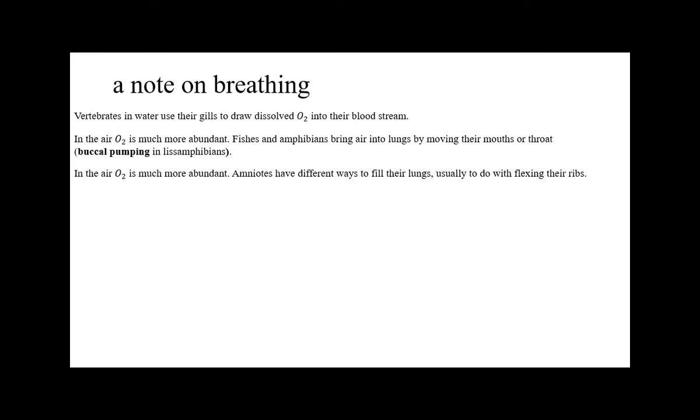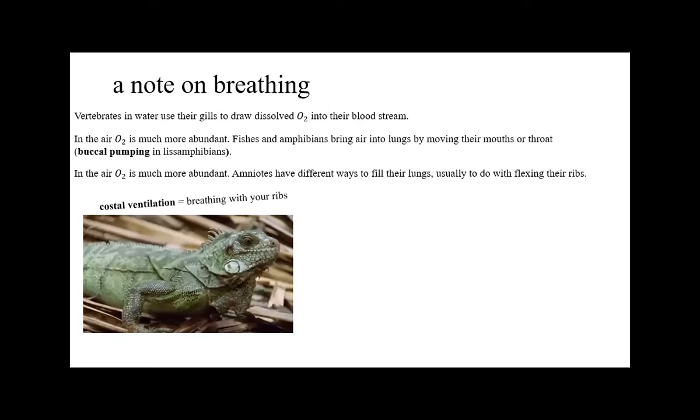O2 is way more abundant up in the atmosphere than it is dissolved in aquatic systems. And so amniotes almost always, as a default, flex their ribs to breathe. An iguana and you aren't sitting here like a frog would be all day. You have ribs that are pretty sturdy, encasing your organs, and you have muscles. Mammals, we'll talk about it later, have a very special muscle, a diaphragm, that divides your thoracic from your lumbar region and helps expand your rib cage's volume so you can breathe in air. Costal ventilation, costal meaning ribs, is the way most of us amniotes breathe by default. Most reptiles do this, certainly us mammals do. Amniotes use their ribs to breathe.